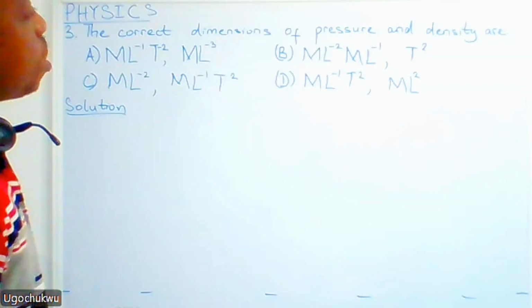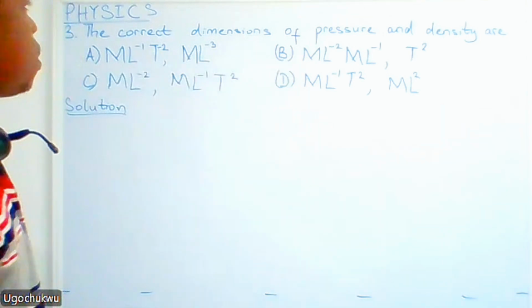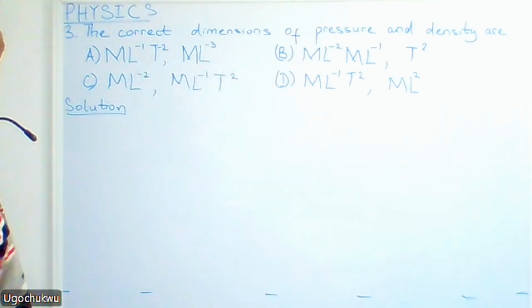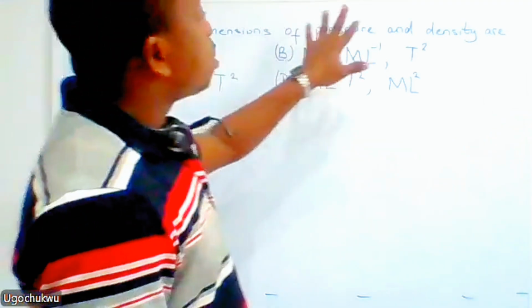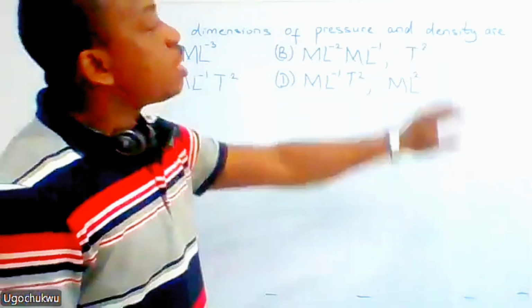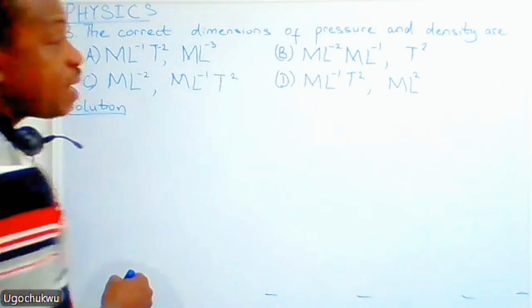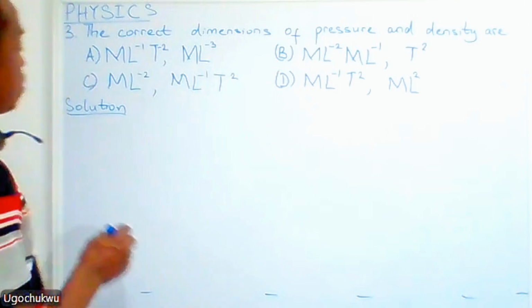The correct dimensions of pressure and density are, we have these options. The keywords in this problem are dimensions, pressure, and density. Now, pressure and density come from a branch of physics called mechanics. And in mechanics, there are three fundamental units.